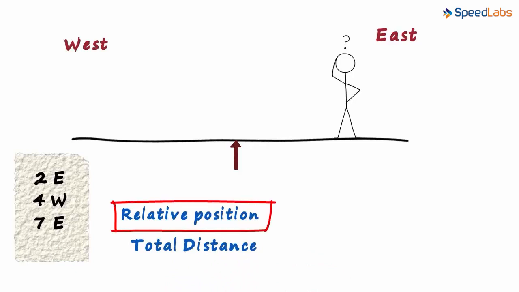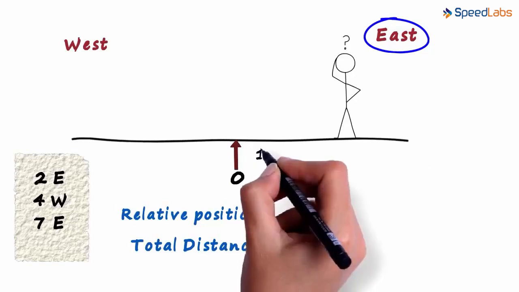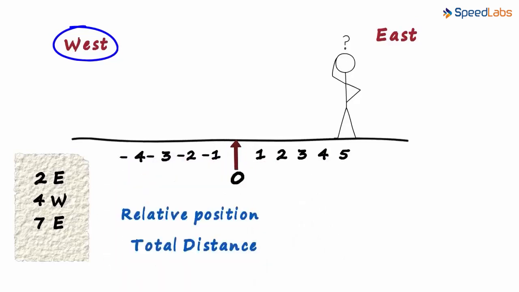To answer the first question, think of the road as a number line. Let the original position be 0. And towards the east, we have positive numbers 1, 2, 3, 4, 5 and so on. And towards the west, we have negative numbers -1, -2, -3, -4 and so on.